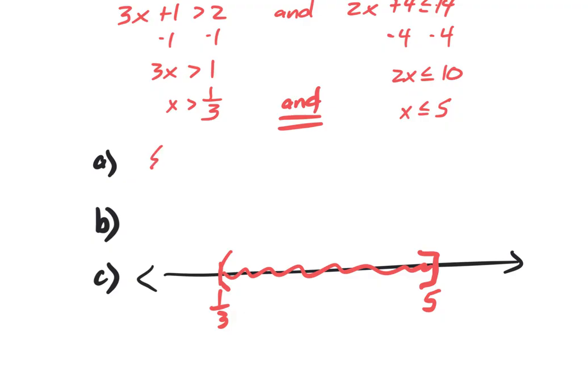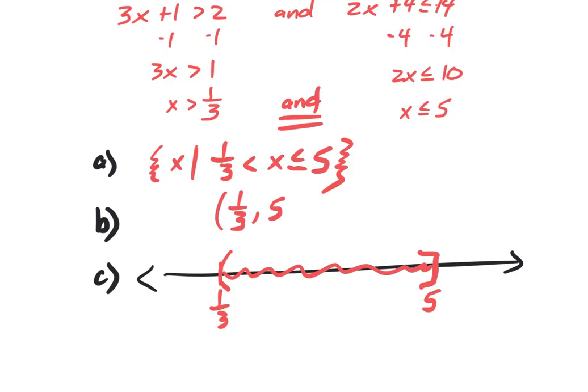Okay, when I write my set builder notation here, it would look similar to that. X is somewhere between 1/3 and 5, including 5, because it could be equal to 5. And then if I put my interval notation down here, parenthesis on the left, starting at 1/3, going over to the 5, including that.